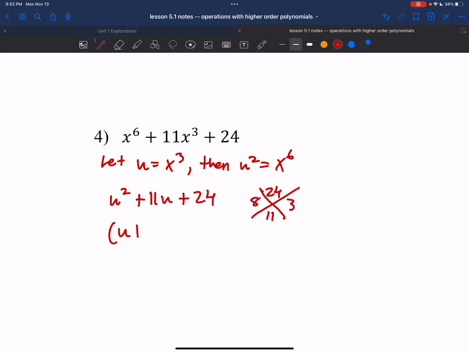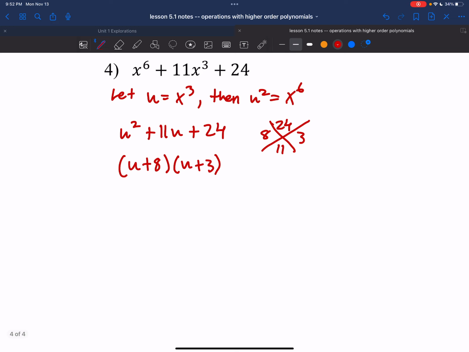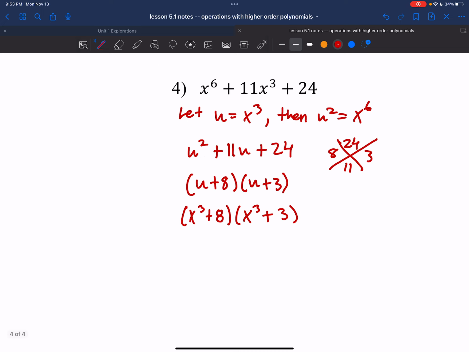So you know this factors as, oh my god, u plus 8, u plus 3. Getting tired here. But what was x cubed, right? Well, u was x cubed. So it's x cubed plus 8, and then x cubed plus 3. But notice, okay, so this was a quadratic pattern.